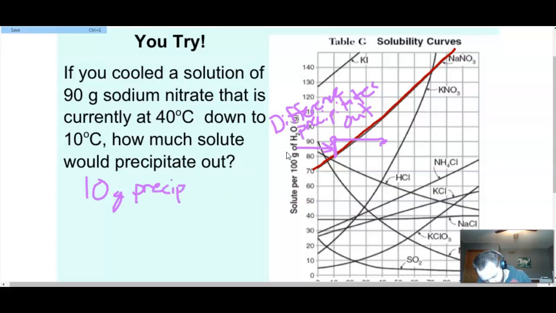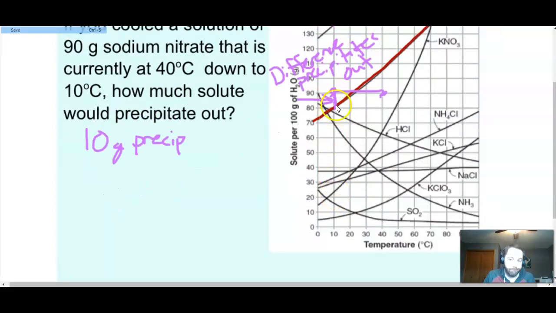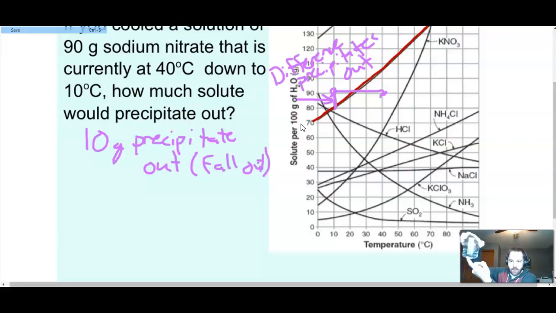Essentially saying you trick the solution into dissolving 10 more grams than it should have been able to because we have our 10 degrees down there. So what's going to happen? That 10 grams that you tricked it into is going to fall out of the solution, or what we call precipitate out. I can add in there, kind of fall out. So it would sink back to the bottom of our container and you would see it sitting there.